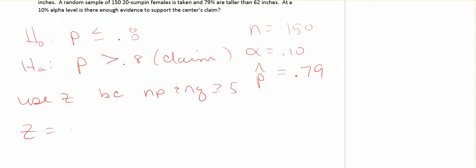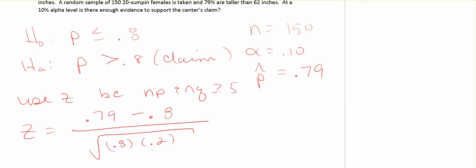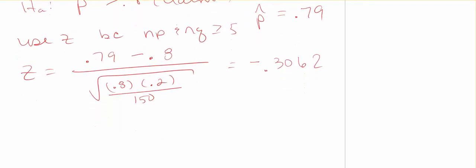We're going to create Z by taking p hat minus p and dividing by the square root of p times q over n. If I've done my math right, I'll end up with a negative Z-score of 0.3062. Now, remember, your p-value statement goes in the direction of the HA, so this would be the probability that Z is greater than this value.